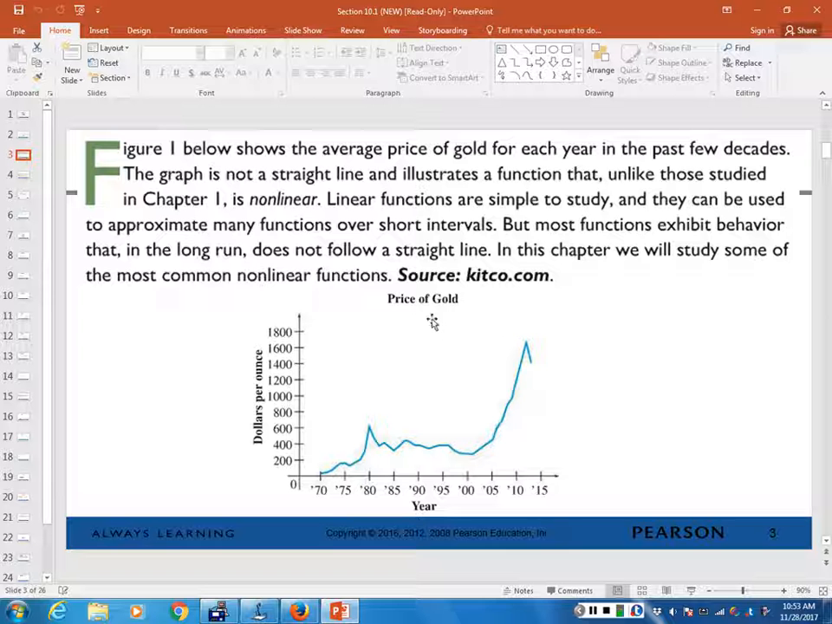This function represents the price of gold in the years 1970 through 2000, not quite 15. 15 is listed there last, but you don't quite get the point for 15 because it's only listed in 5-year increments. And then, of course, the dollars per ounce is on the y-axis, so you can read this graph and tell what the price of gold was in any particular year.